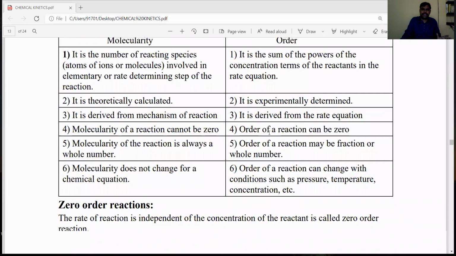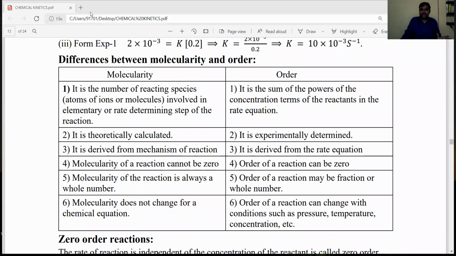Okay, let's see the next important concept, dear students. This is compulsory. They ask it for 2 marks in board examinations, IPE or board exams: differences between molecularity and order. What is the definition of molecularity? Molecularity means the number of reactant species, maybe atoms, ions or molecules, involved in an elementary step or in the rate determining step.